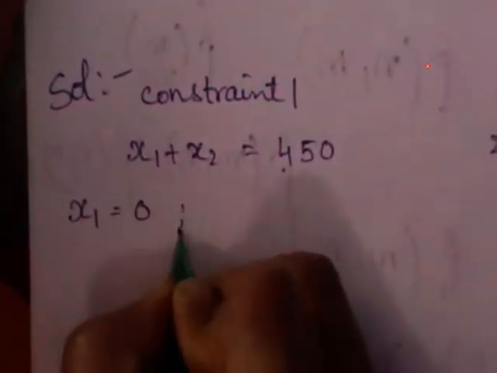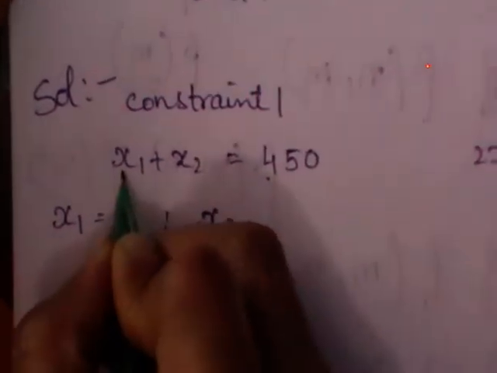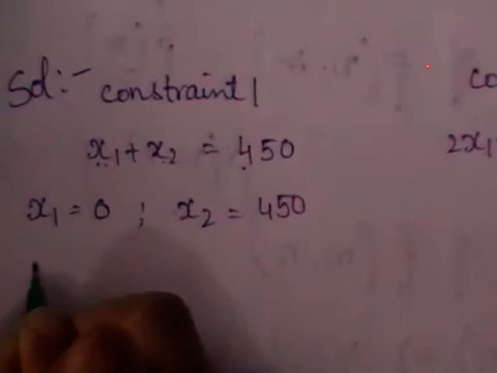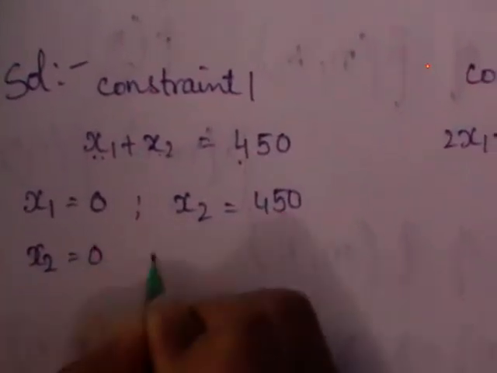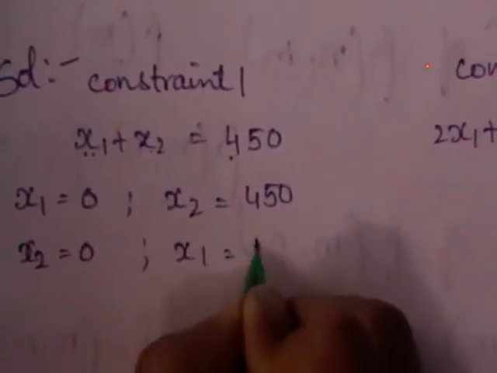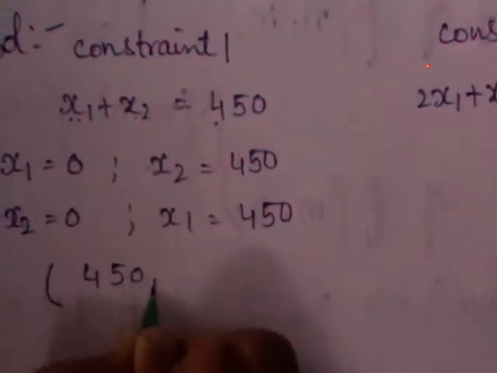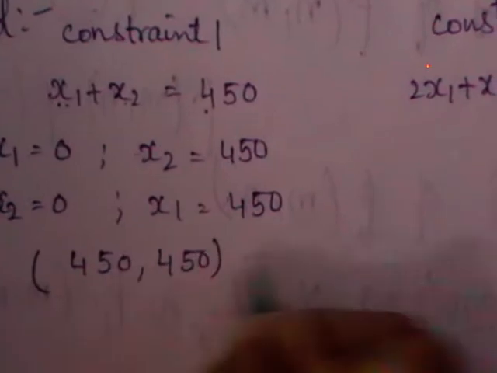First try to find the ordered pairs. Take x1 equal to 0. If you put x1 here, 0 plus x2 is 450, you will get x2 equal to 450. Put the other variable as 0, you will get x1 equal to 450. On the whole, the ordered pair for the first constraint is 450, 450.